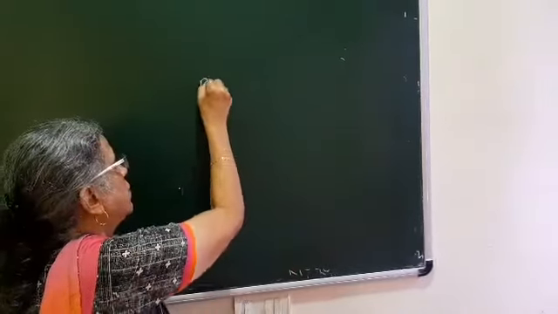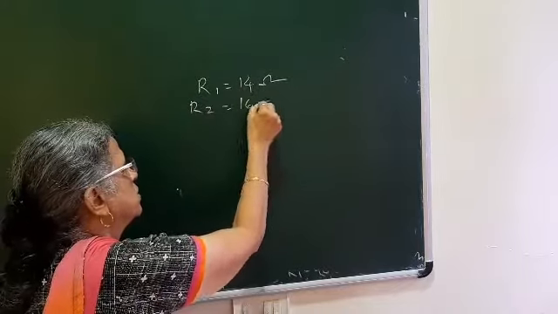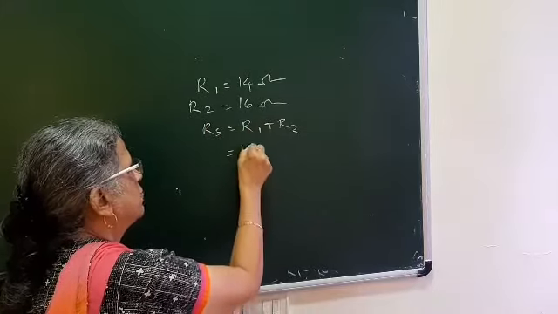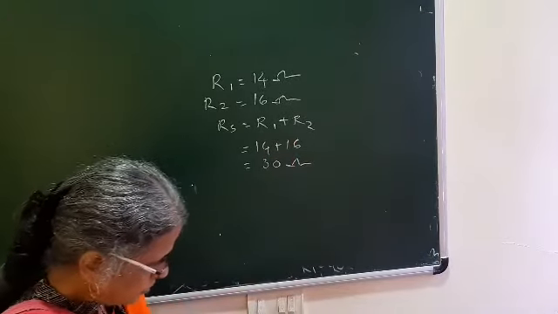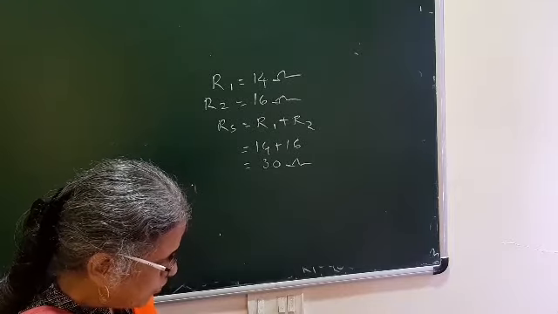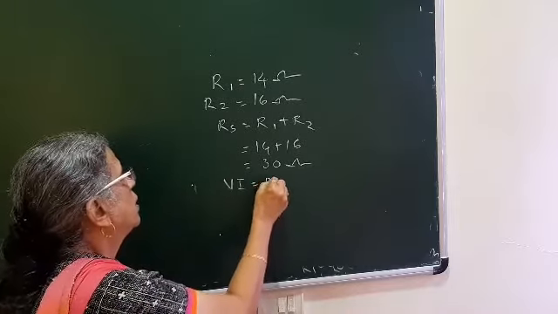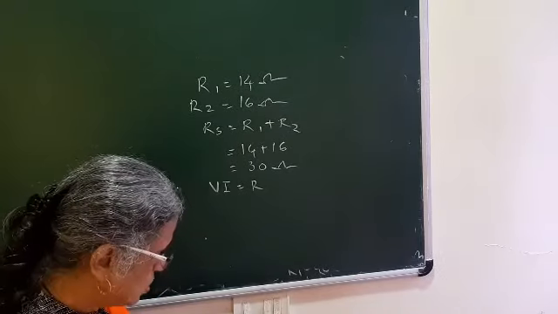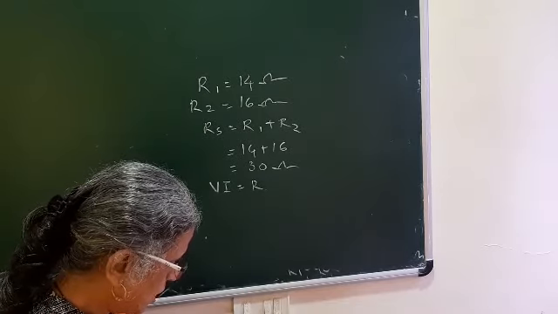Alright. So R1 they have given 14 ohms, R2 they have given 16 ohms. So what will be RS as they are connected in series? 14 plus 16, that is 30 ohms. Alright. That we are going to calculate first. Then they have given connected in series, then potential difference they have given 18 volts. So again we are going to use the formula by the Ohm's law, V is equal to IR. So V is equal to V1 plus V2, that is 18 volts is given.